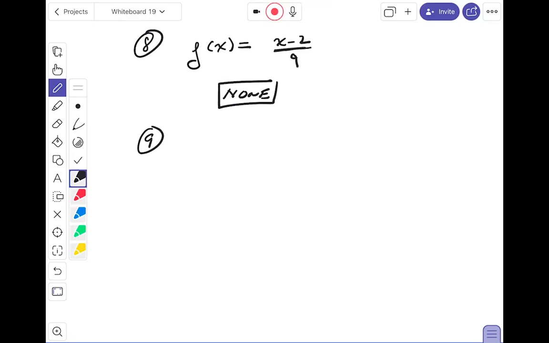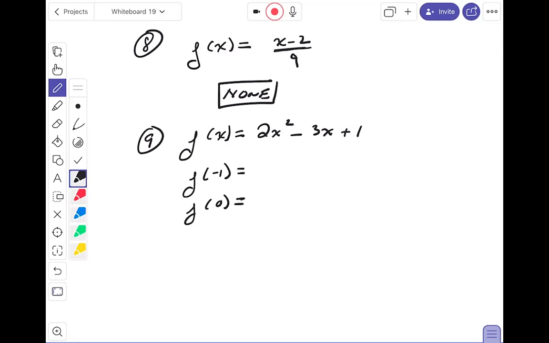Let's go to number 9. And number 9, very similar question. It says, find the range. I'll write the function down for you. The function is 2x squared minus 3x plus 1. They give me the domain values. I'll write them down for you: f of minus 1, f of 0, f of 1, f of 2, and f of 3.